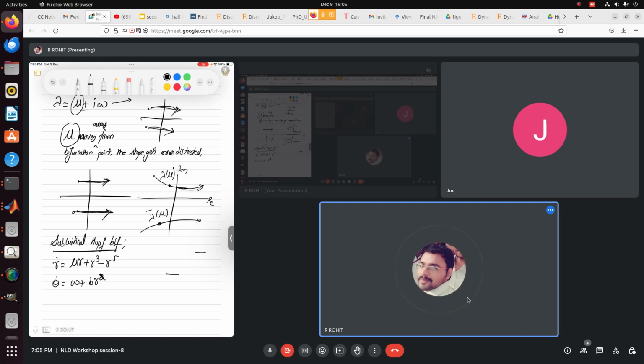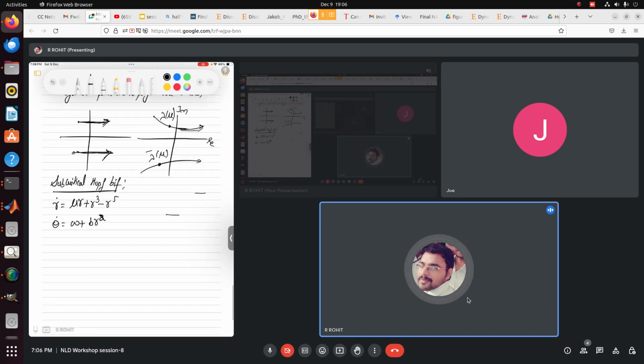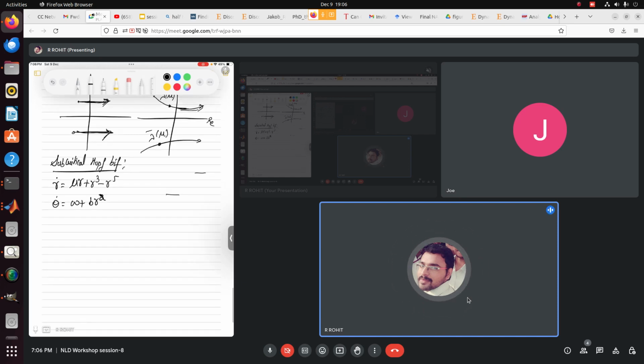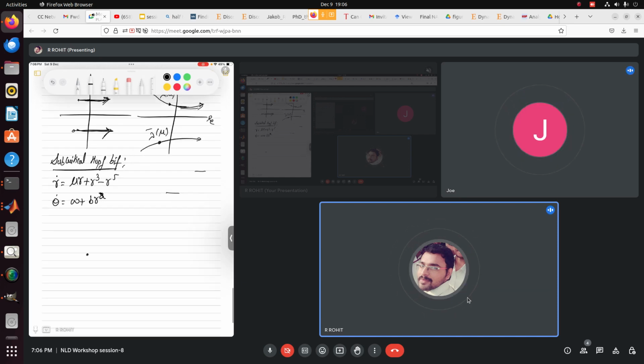So for such an equation, if you try to plot the phase space or in the r theta direction, what happens in a subcritical Hopf bifurcation is that you have a fixed point. Say we are talking about all this for the case of mu less than 0.